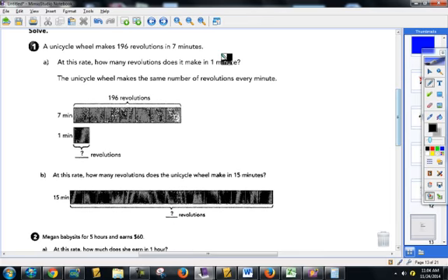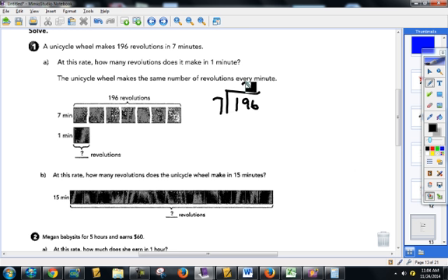Okay. Here we go. A unicycle makes 196 revolutions in 7 minutes. At this rate, how many revolutions does it make in 1 minute? Okay. Well, again, let's model our times. Let's model 7 minutes. Okay. I know that I got to do 196, and I need to divide it by 7, because I need to figure out how much each one of these is doing. I mean, that's the whole point of it.